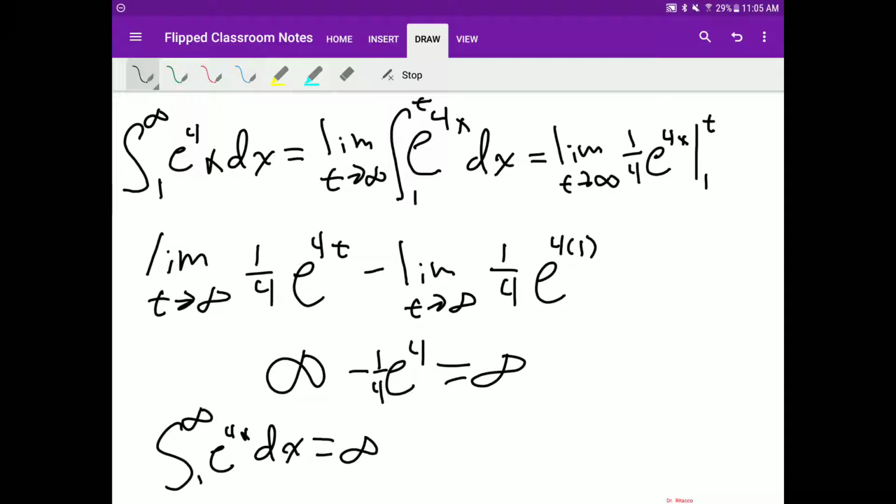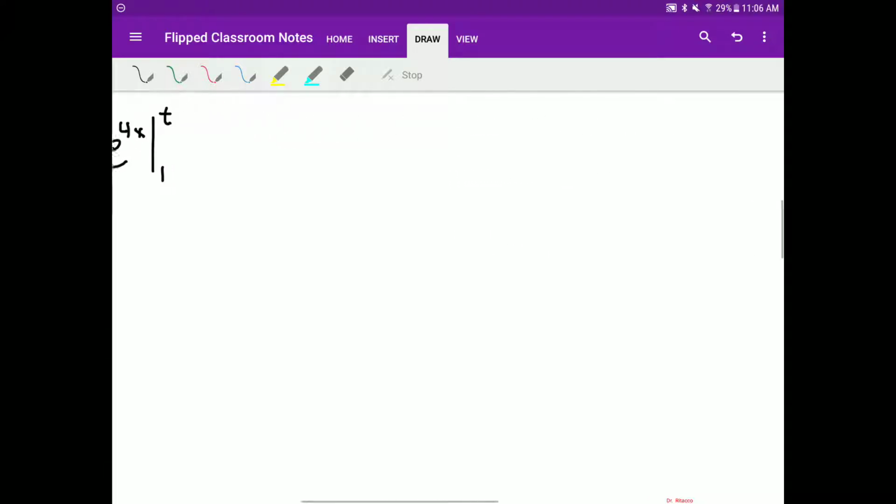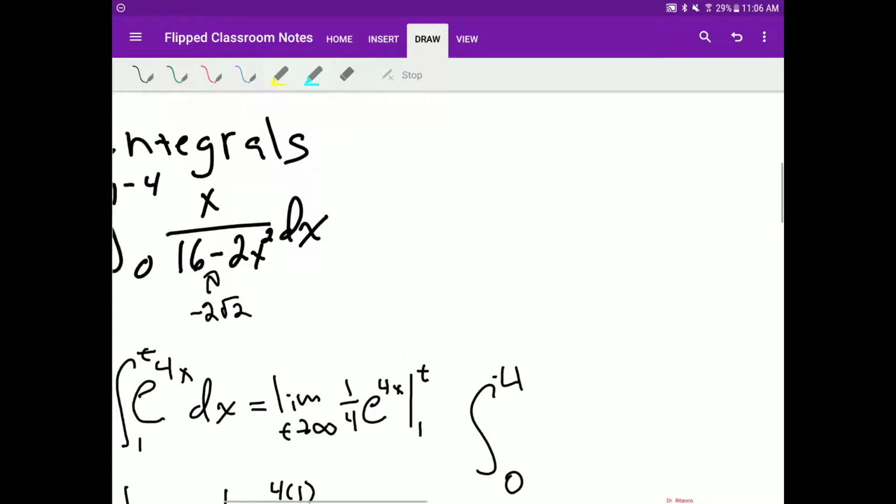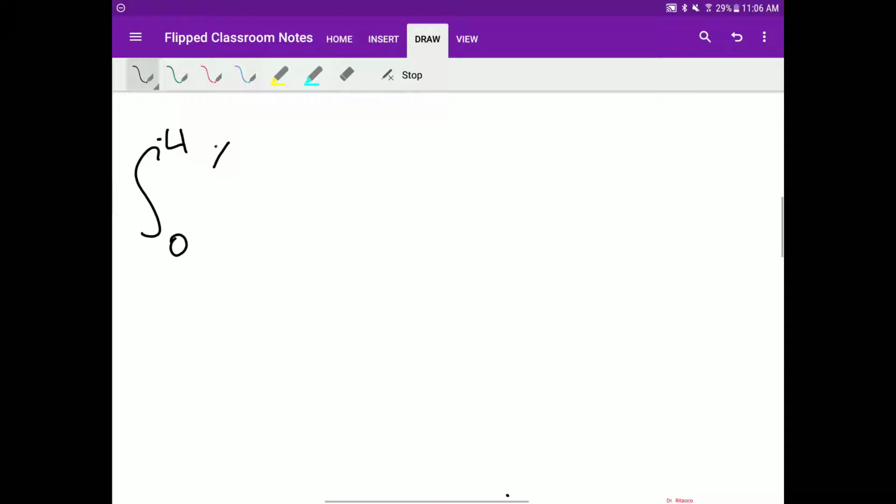Okay. All right. So we'll go through one more example. Then we have the integral from 0 to -4 of x over the square root of 16 minus x squared.